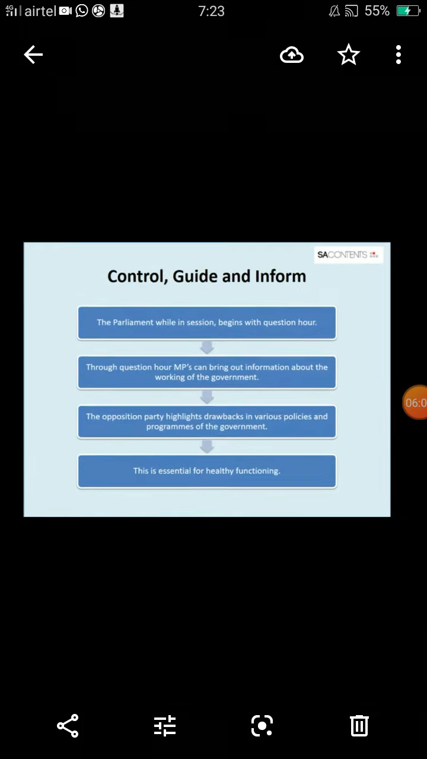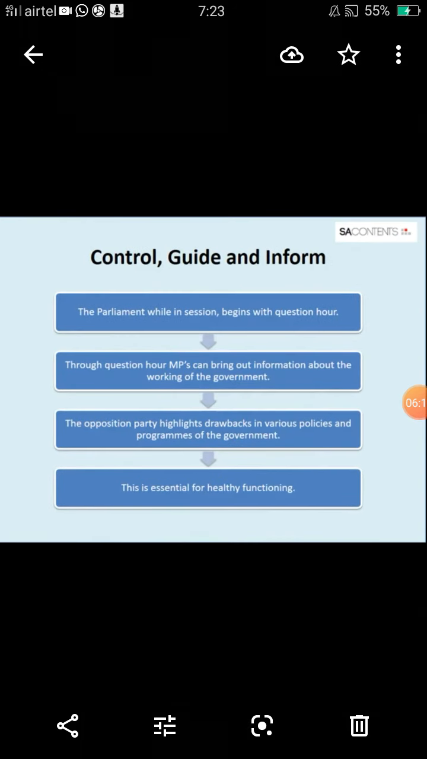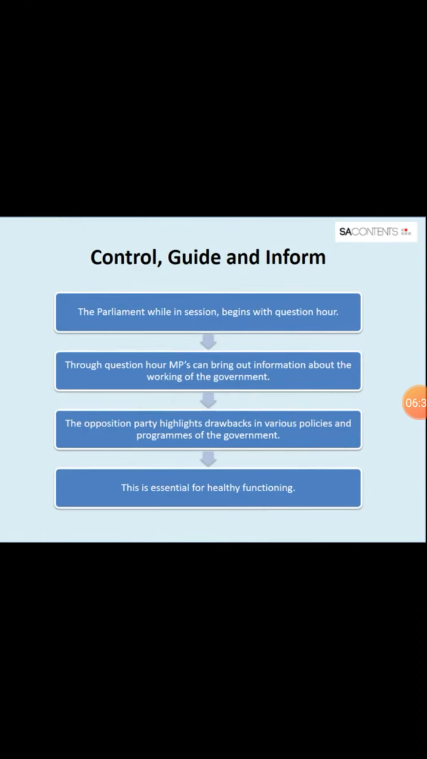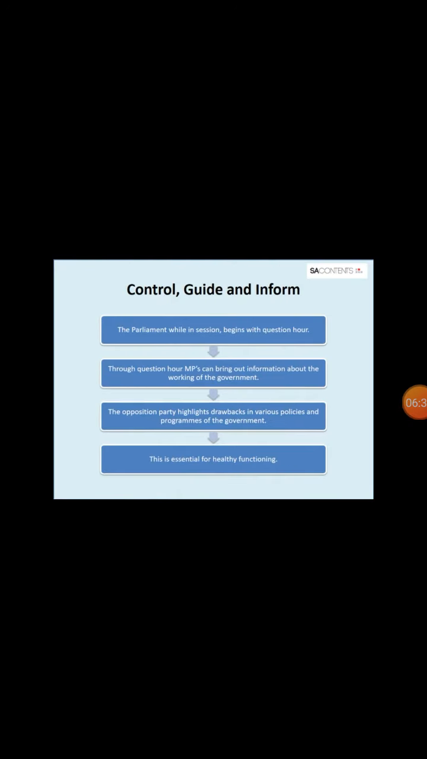Then, the second function of the parliament is to control, guide, and inform. The parliament, while in session, begins with question hour. Through question hour, MPs can bring out information about the working of the government. The opposition party highlights drawbacks in various policies and programs of the government. It is essential for healthy functioning.